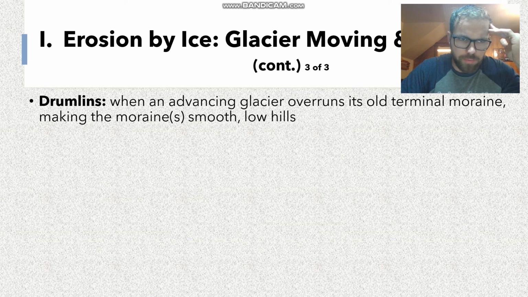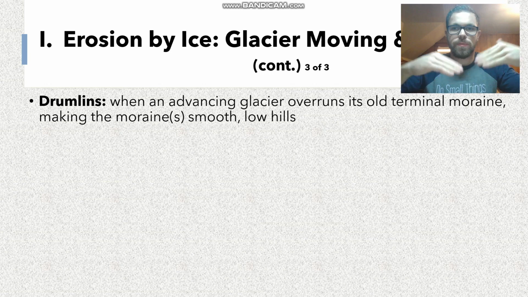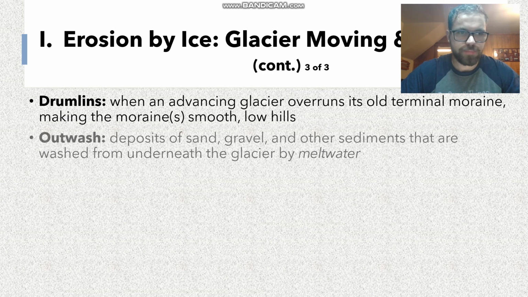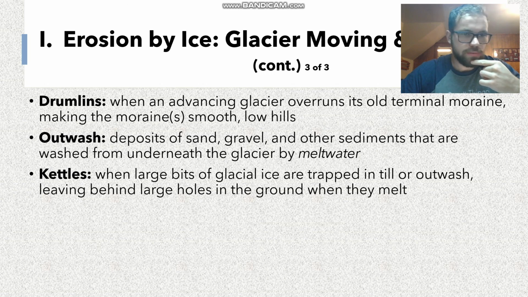Alright, so then we have drumlins, which are when an advancing glacier overruns its old terminal moraine, making the moraines smooth and forming low hills. So terminal moraines are where the glacier ends and deposits its till, and then it overruns it, and you have these drumlins forming. Alright, very quickly, outwash is deposits of sand, gravel, and other sediments that are washed out from underneath the glacier by meltwater. So as it melts, it washes out some of these things. And then kettles are large bits of glacial ice trapped in till or outwash. And I think we'll stop there for now and pick that up in the next video.